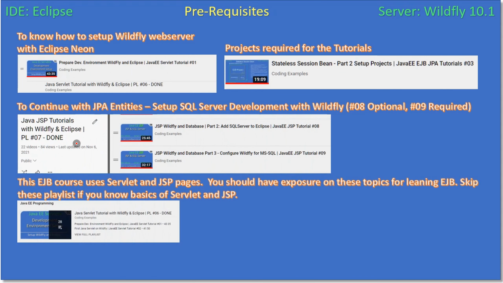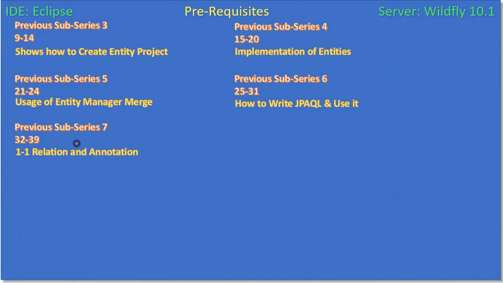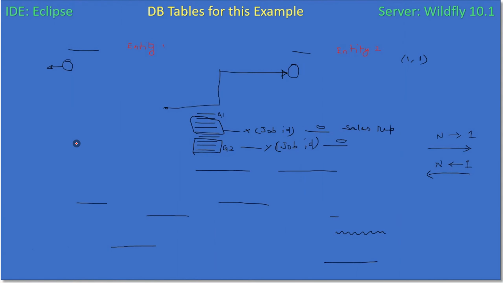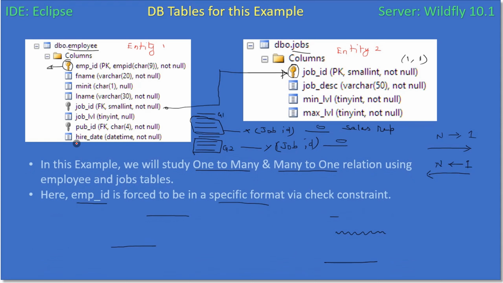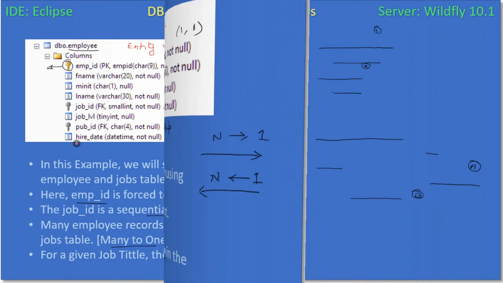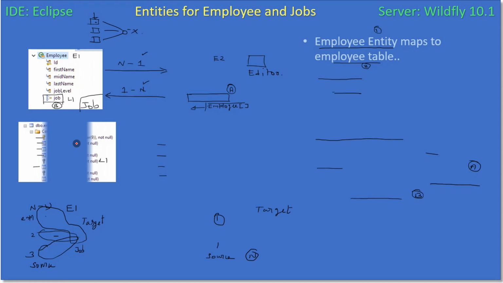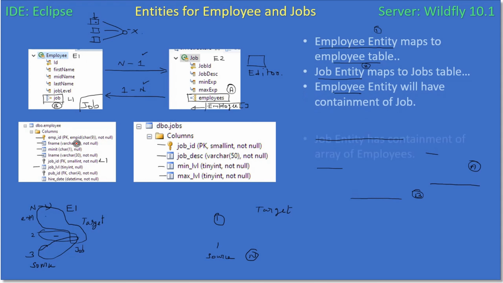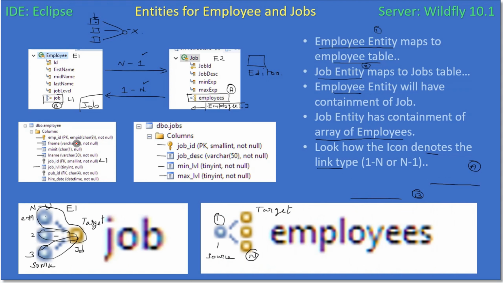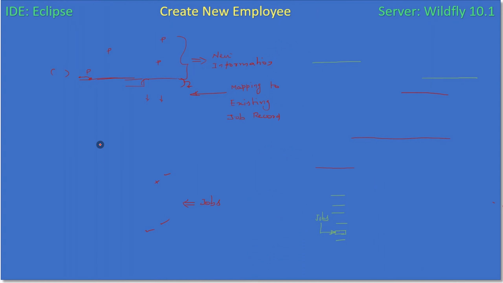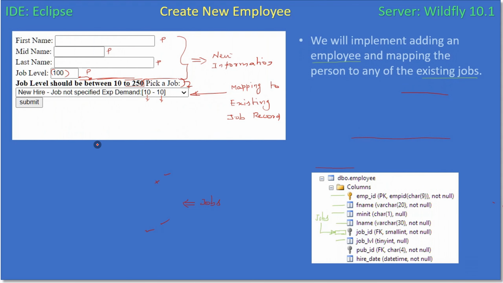Here are the prerequisites. Let's quickly review the previous 5 video slides. First, we talked about the database tables. Then we created entities for employee and job. We also marked the entities with one-to-many and many-to-one annotations. After that, we went through the workflow of creating the new employee.